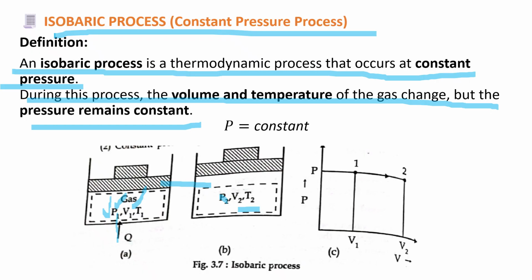What you can see on the graph is that the pressure remains constant, but the initial volume was V1, and when the heat is supplied the volume increases from V1 to V2. So this is the constant pressure process. I hope it is clear to you. When the heat is supplied, the volume is increased in order to maintain the pressure constant.